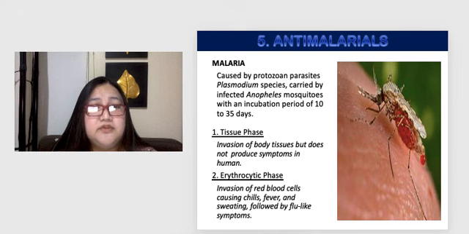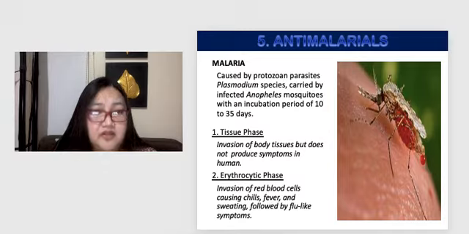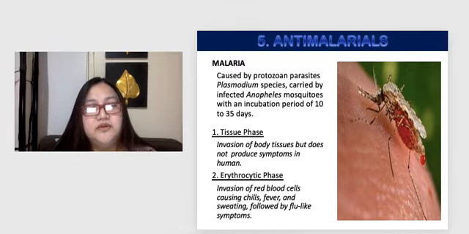Incubation period, 10 to 35 days. Sa Pilipinas, meron tayong mga malaria-infested areas. One of which, in Palawan, meron. Okay? So, may dalawang phase.